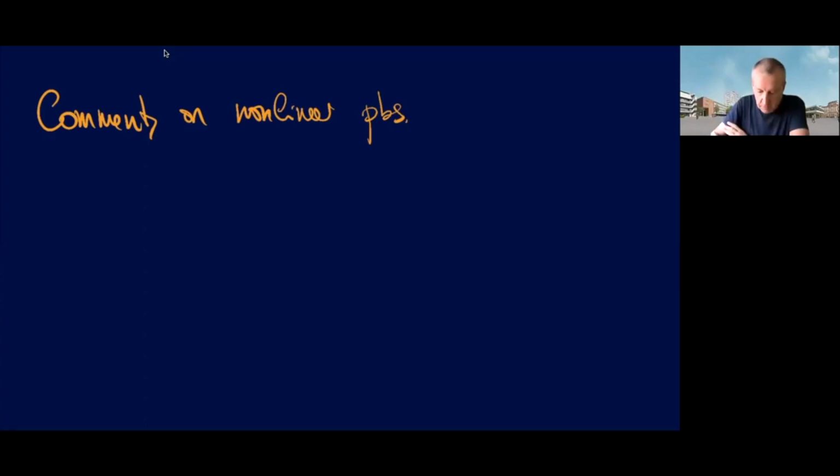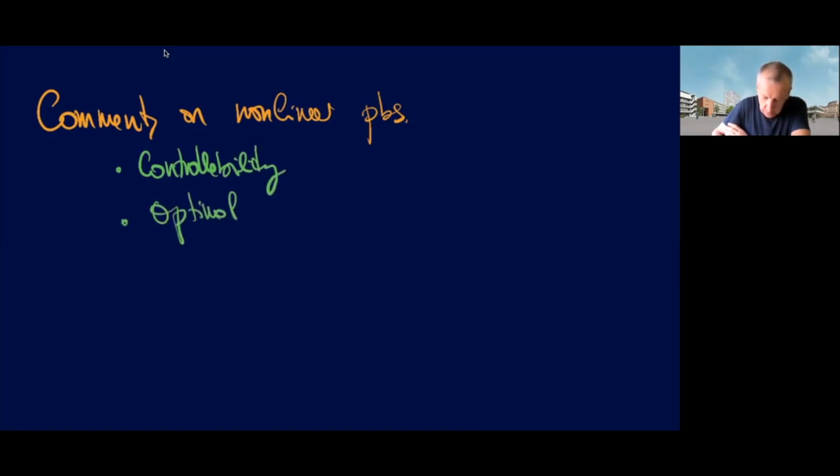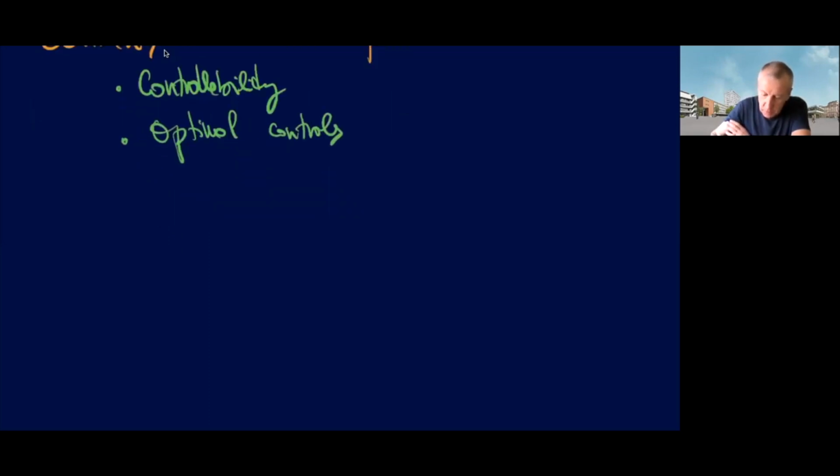Because in nonlinear problems, I can also look at the two issues. One is controllability, and the other one is simply optimal control. So what would the problem be in this case?